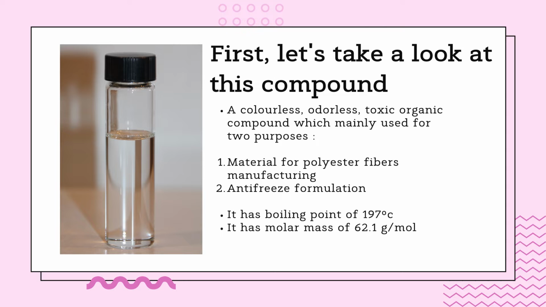As you can see in the diagram, it is a colorless and odorless, but toxic, organic compound. It has various uses, but the two main functions are as a material for polyester fibers manufacturing and also antifreeze formulation. Some info about it: this compound has a boiling point of 197 degrees Celsius and exists as a liquid in the atmosphere. It also has a molar mass of 62.1 grams per mole.